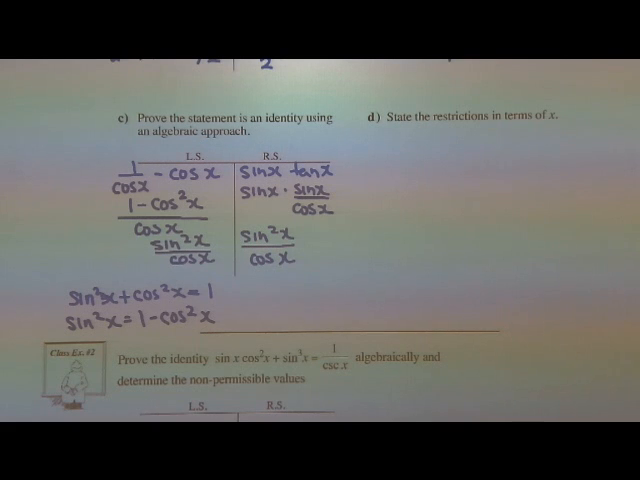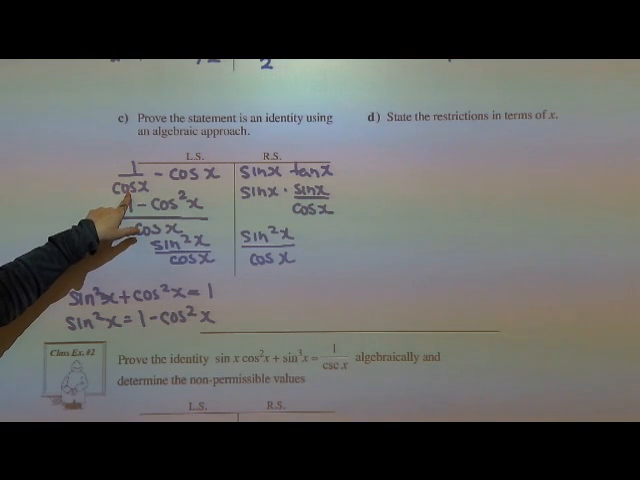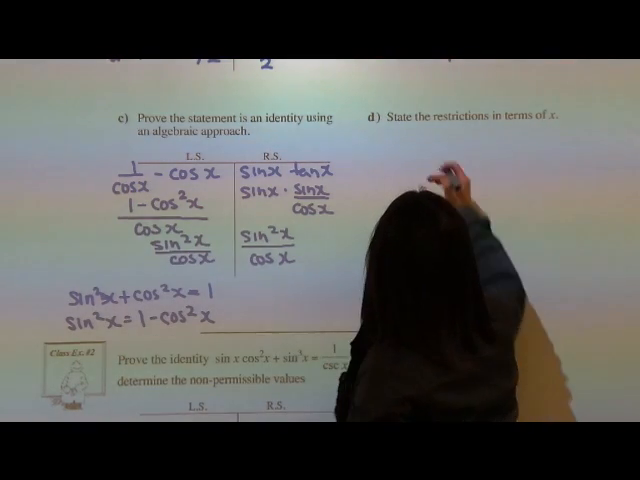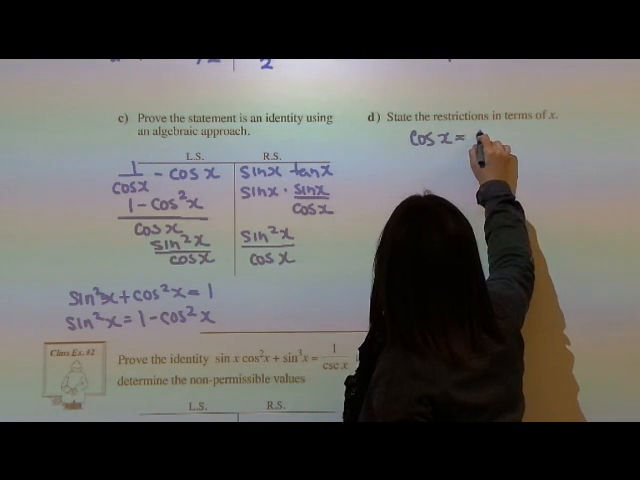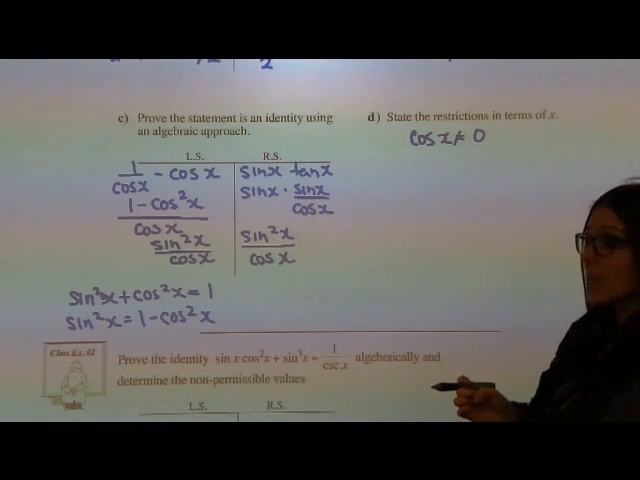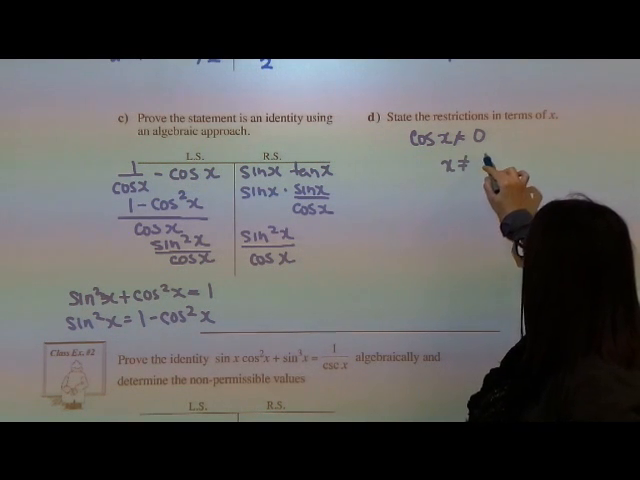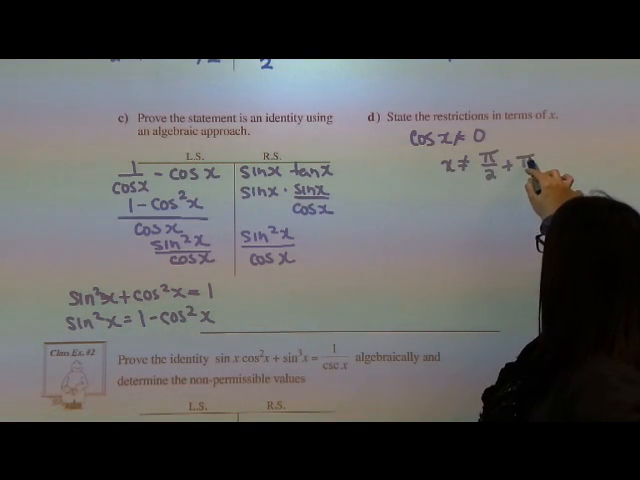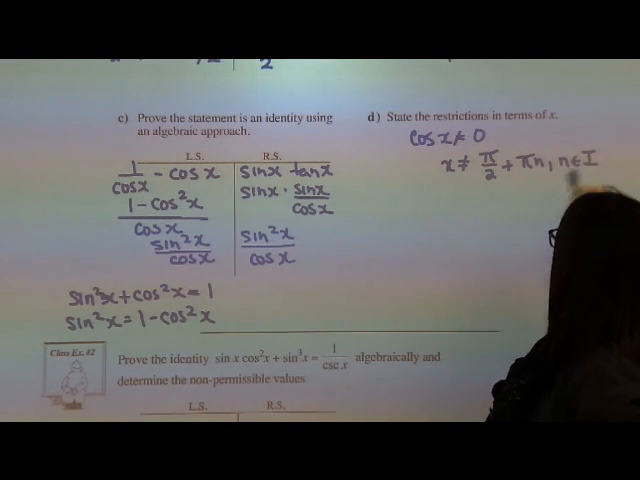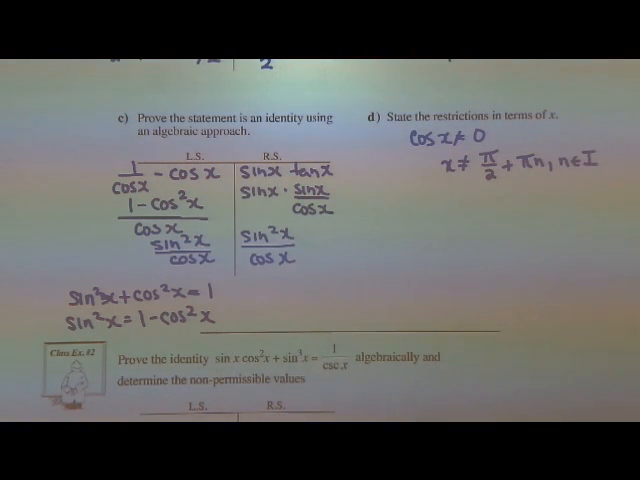Okay? Are there any restrictions? So in other words, are there any denominators? Do you see any denominators, Hannah? Cos x. So what can't cos x equal? 0. So cos x cannot equal 0. And from the previous page, that means that x cannot equal pi over 2 plus multiples of pi n, where n again is an integer. Do I have any other different denominators?